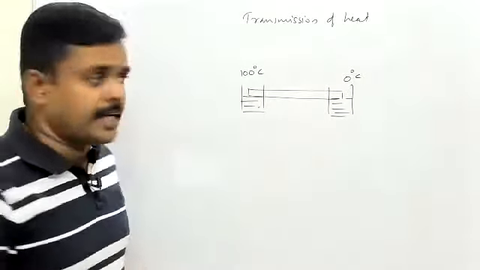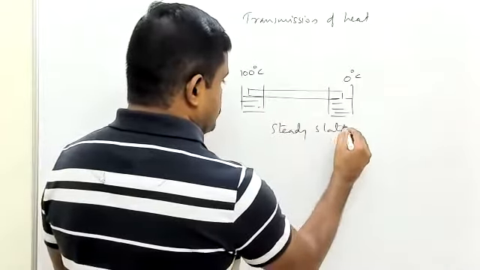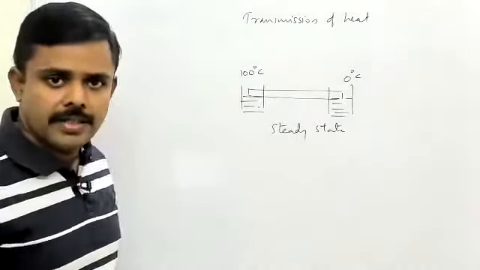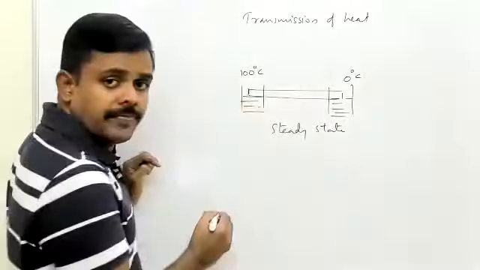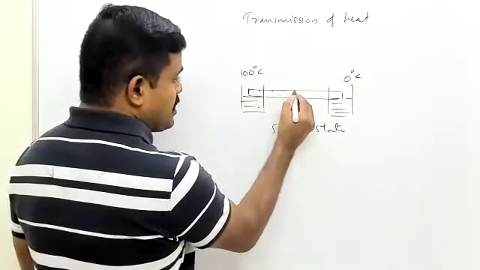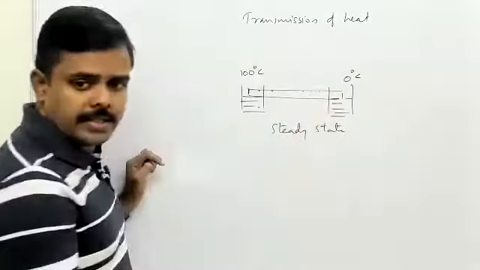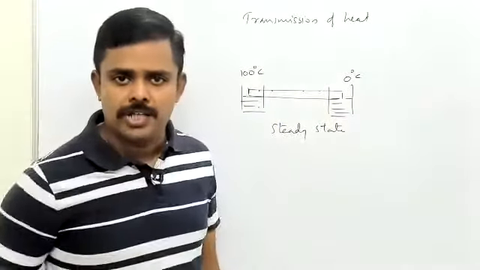Now, after some time, something called a steady state is attained. What is steady state? Initially, the temperature here is 100. Here it is something like 90, here 80, 70, 60, 50, 40, 30, 20, 10, 0, like this. So there is a temperature gradient as you walk to the right.